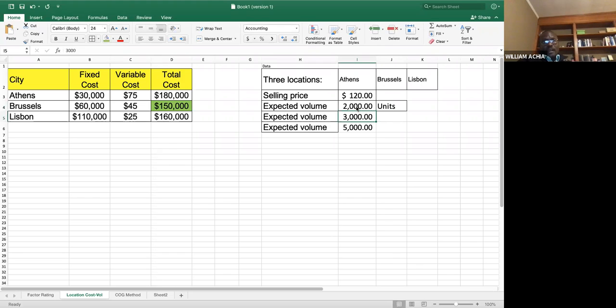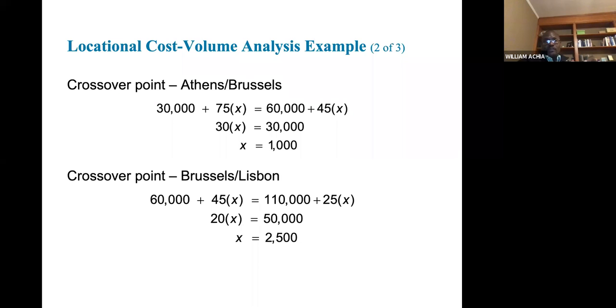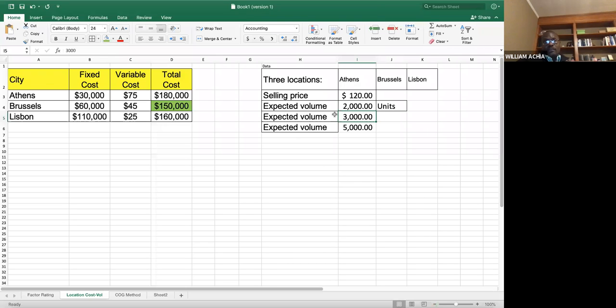Lisbon seems to have a higher cost than Brussels, but again, to figure out the crossover point, we have to do the exact same thing. We set the cost at Brussels equal to the cost at Lisbon and figure out how much production we would need to have the same costs at both Brussels and Lisbon, okay? When we do that math, we find that it gives a level of production of 2,500 units.